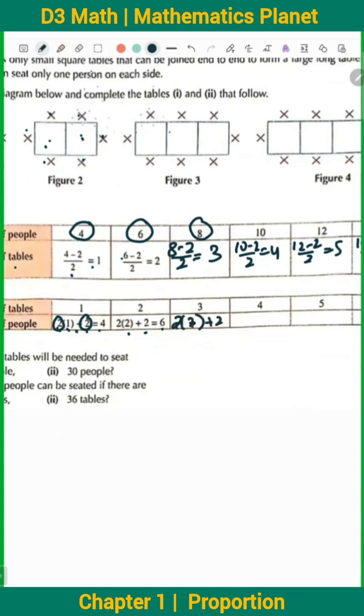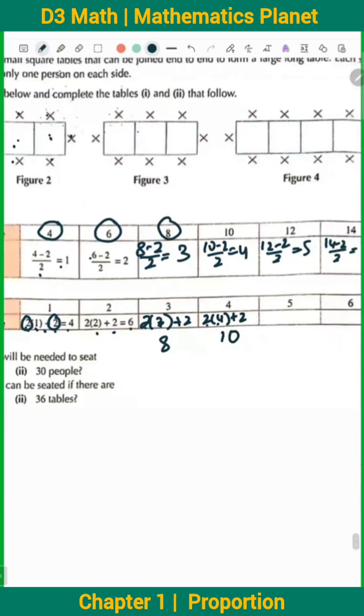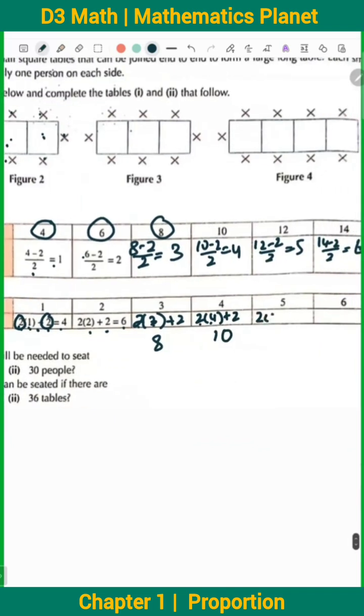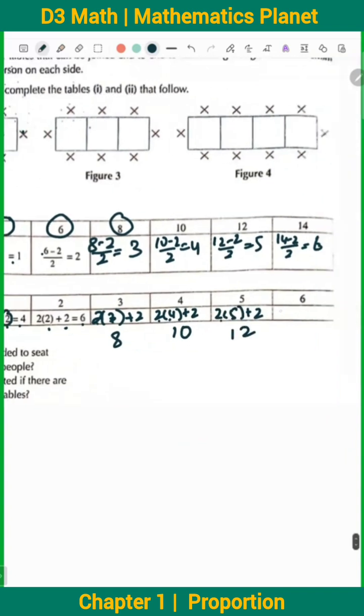3 times 2 is 6 plus 2, 8. 2 into 4 plus 2. 4 times 2 is 8 plus 2, 10. Then 2 into 5 plus 2. 5 times 2 is 10 plus 2, 12. Then 2 into 6 plus 2. 6 times 2 is 12 plus 2, 14.